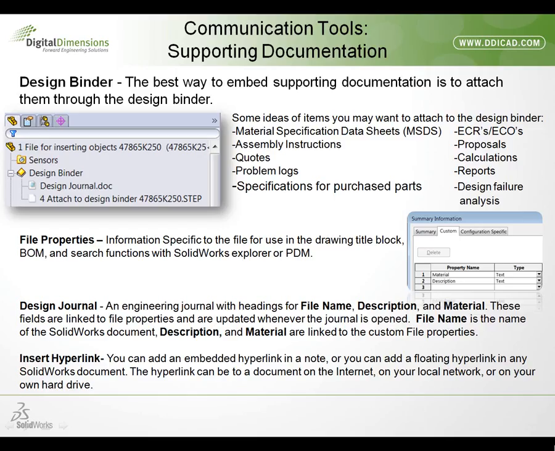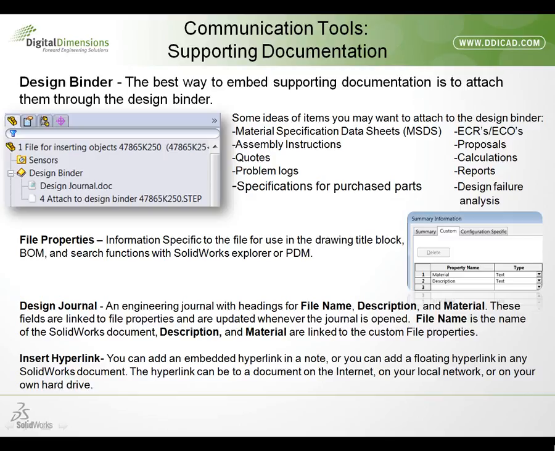SOLIDWORKS has an item called the Design Binder. This is basically a folder that can be found in the feature tree. And this is really the best way to attach documents to your SOLIDWORKS files. Some of the items you may wish to attach to your Design Binder include, but are not limited to, the following: material specification data sheets, engineering change requests or engineering change orders, assembly instructions, proposals, quotes, calculations, problem reports, problem logs, reports, specifications for purchased parts, or design failure analysis.